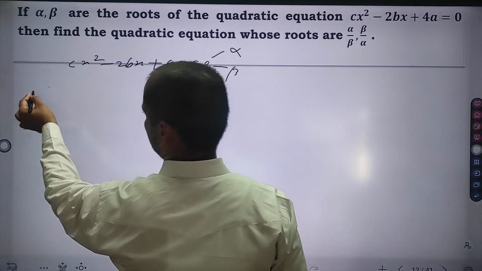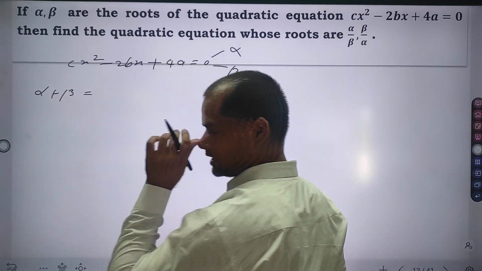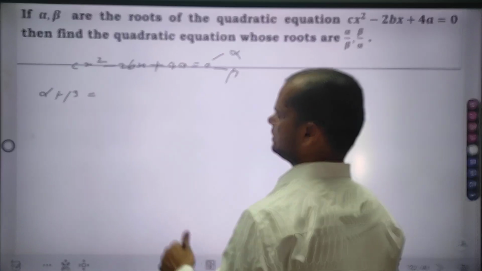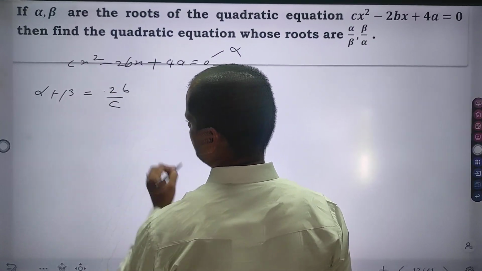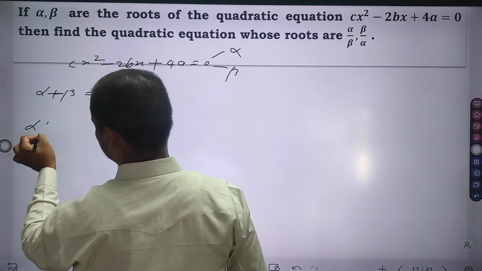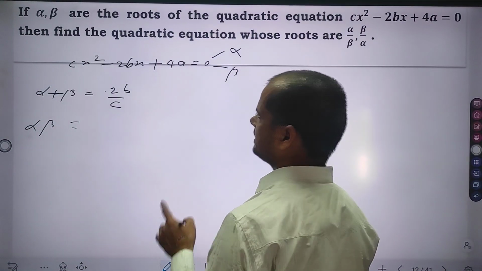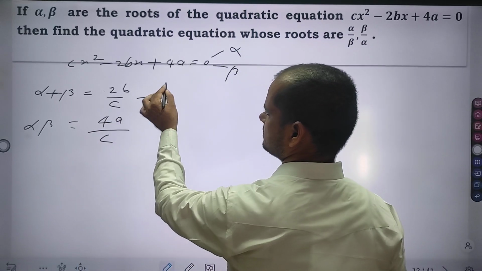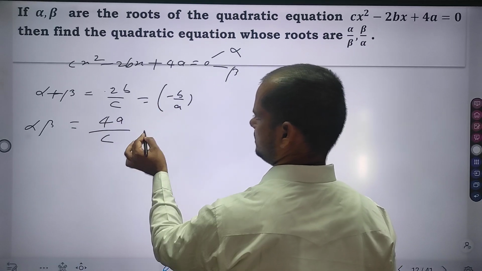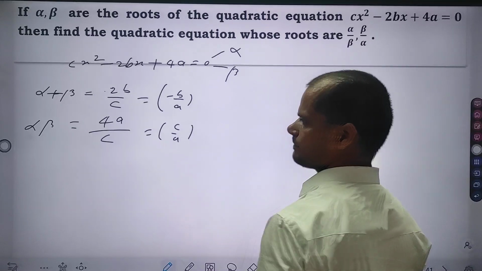Now alpha plus beta equal to minus b upon a, then this will become 2b upon c, and alpha into beta is c upon a, then this will become 4a upon c. This is minus b upon a, and this is c upon a.